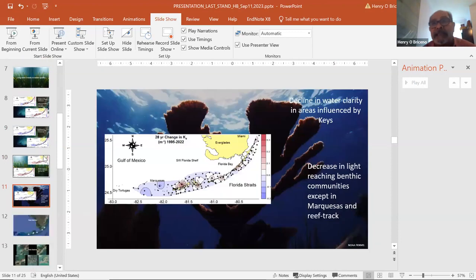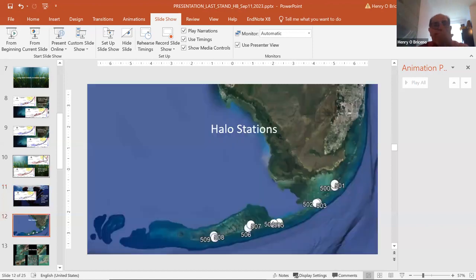And then light, how much light reaches the bottom, has been declining. In other words, the benthic communities, including corals, seagrass, etc., have less light to generate whatever they need using photosynthesis, because there is less light hitting the bottom. And so that's problematic. And then finally, most of the problems, actually, let me put it this way.